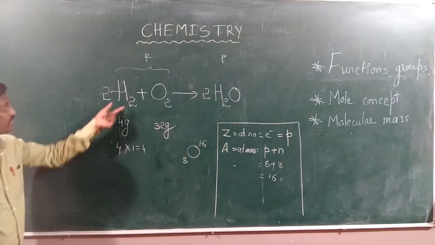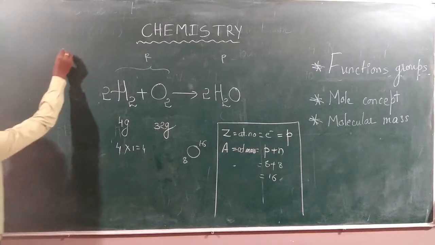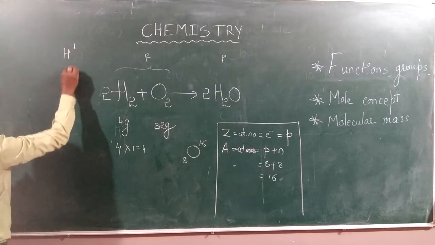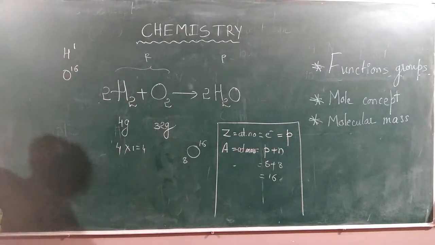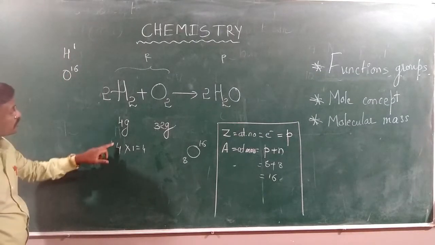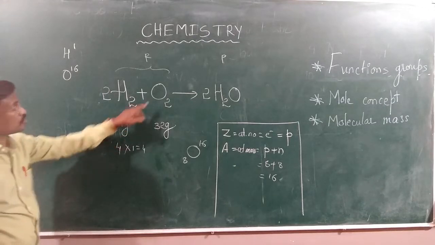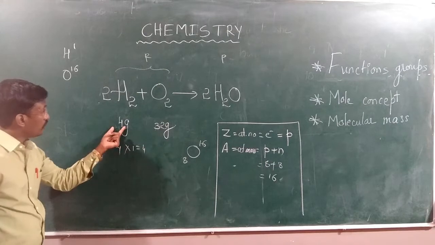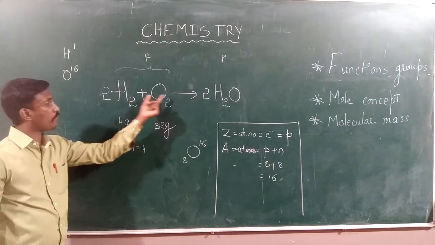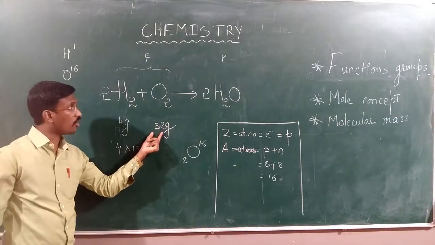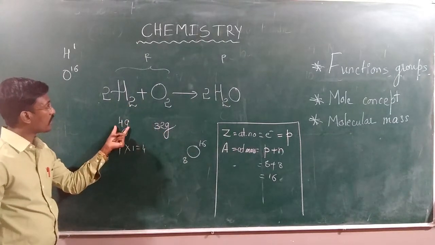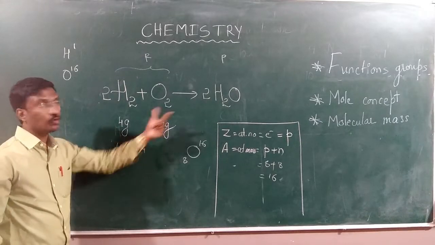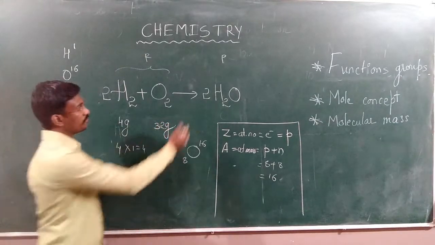I hope you understand it. The mass of each hydrogen is 1. The mass of oxygen is 16. Together, the total number of hydrogens is 4, therefore 4 gram. The total number of oxygens is 2, 16 twos are 32 gram. Here, 4 gram of hydrogen is combining with 32 gram of oxygen. Can you see here? 4 gram of hydrogen is going to combine with 32 gram of oxygen to give what? To give water.